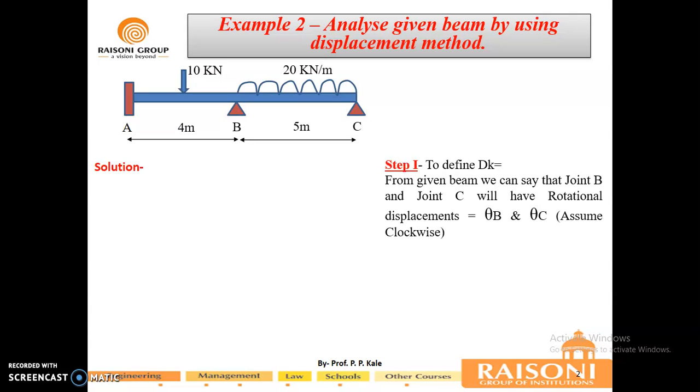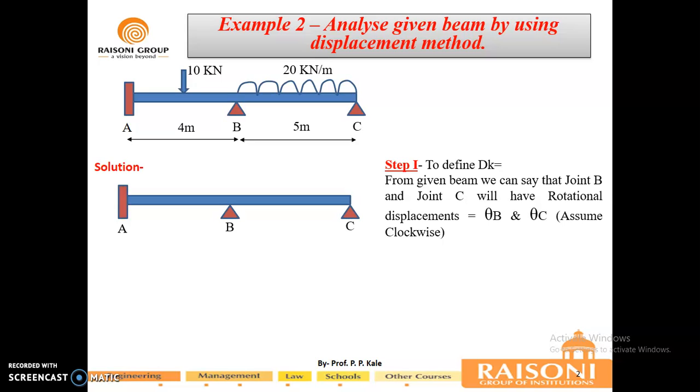So first step, for this stepwise procedure you can refer to my previous video. Step 1, find the degree of kinematic indeterminacy. As I have explained in my previous video, support B and support C are simple supports since they will allow rotation, that is 1 degree of freedom at each support, and that will be treated as the total kinematic indeterminacy of the structure. That is, at support B there is one rotational quantity, and at C there is one rotational quantity, so theta B and theta C. So the total DKI of this structure will be 2.